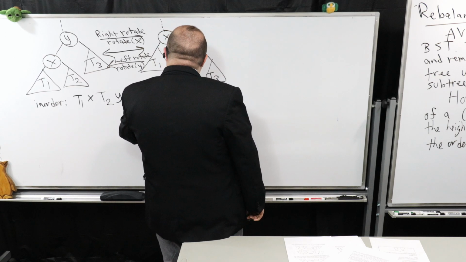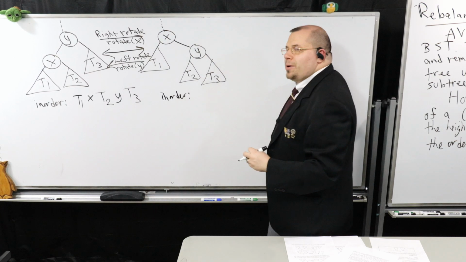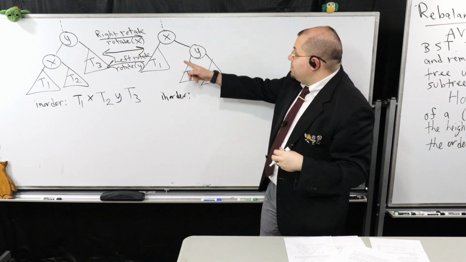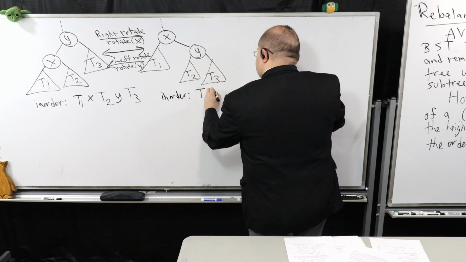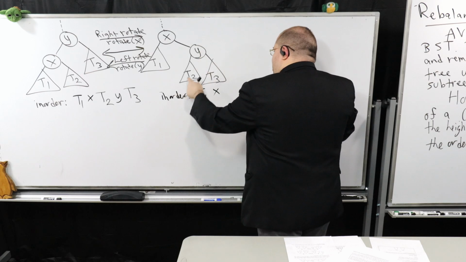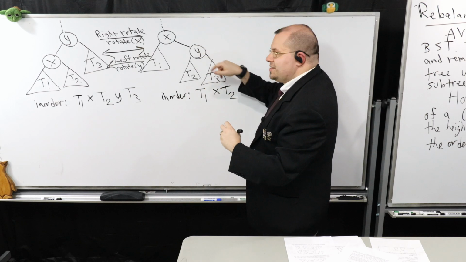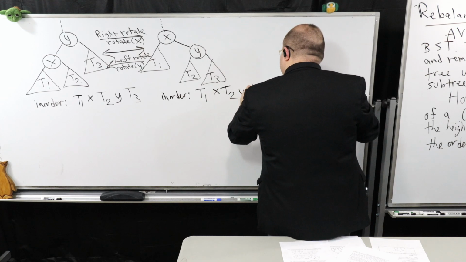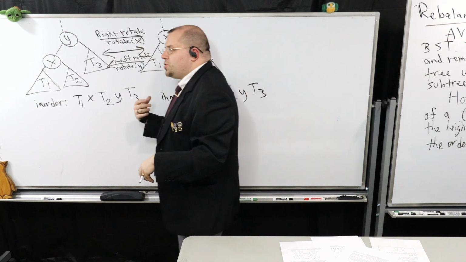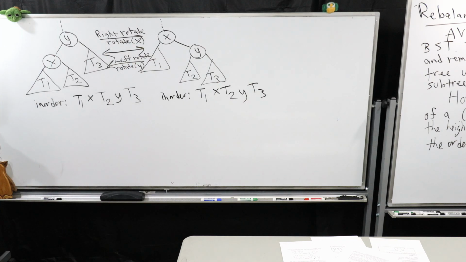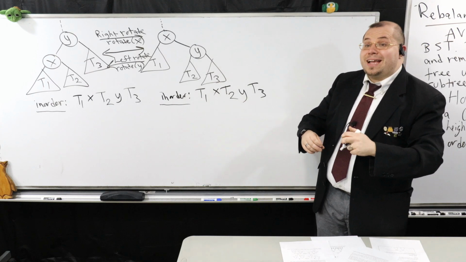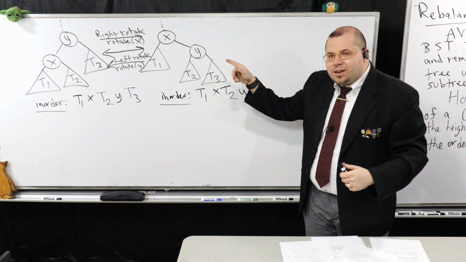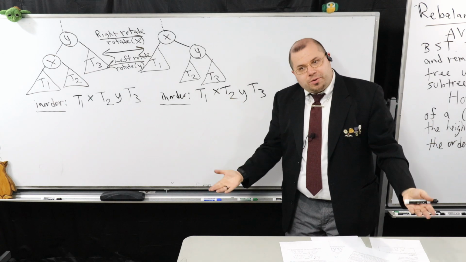If I look at the in-order traversal of the right tree, what I want you to notice is if I do the in-order traversal, I would go left, I visit all the keys in T1, then I visit X, then I go to my right, but I go left first, then I visit myself, then I go to my right. Are these in-order traversals any different? Are they the exact same? They're the exact same, right?